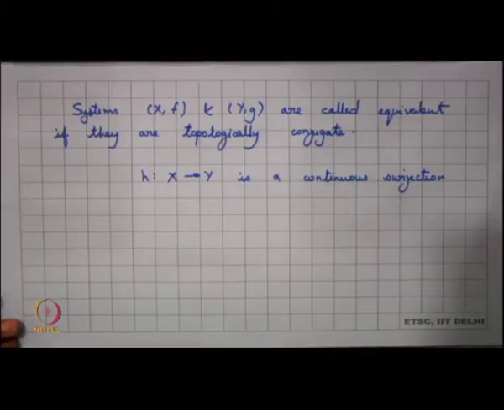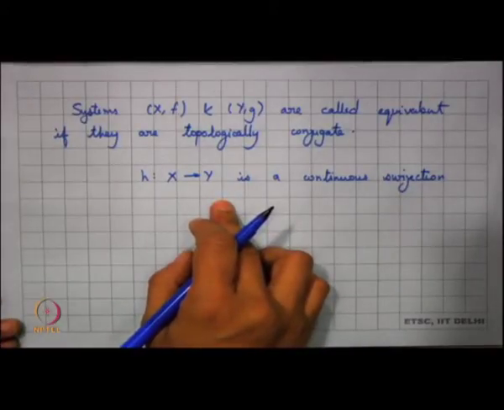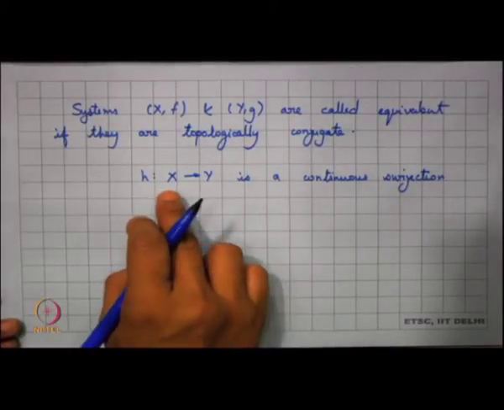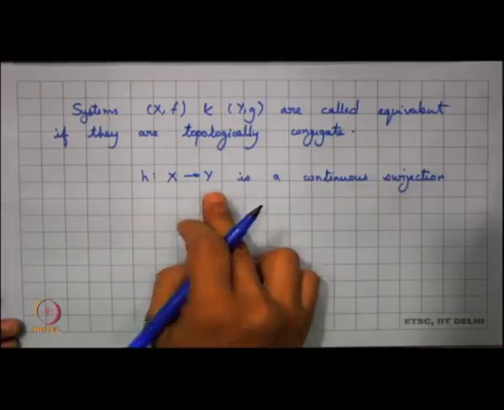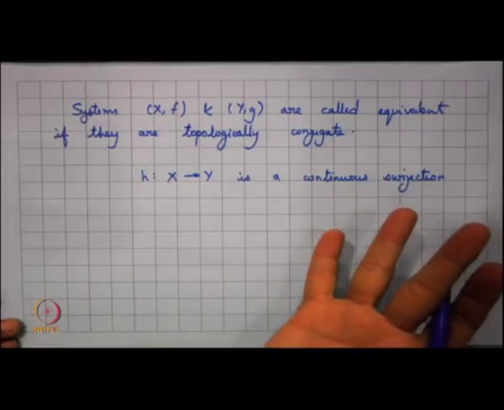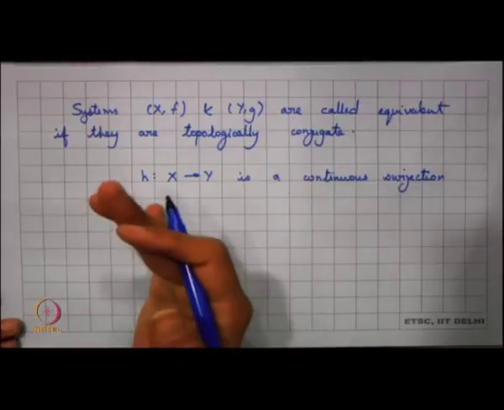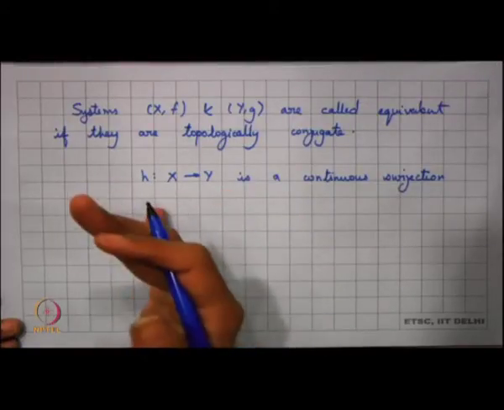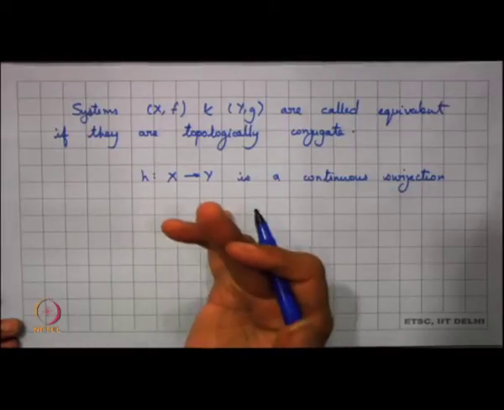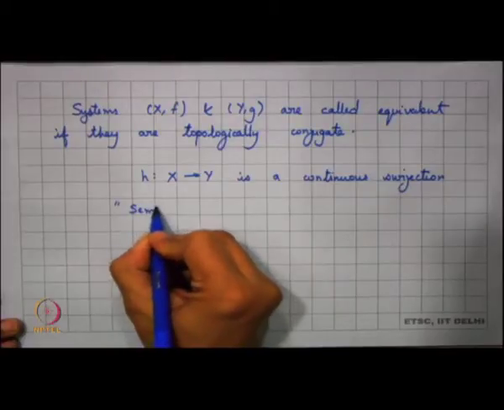So, if h from x to y is simply a continuous surjection, I do not get that these are homeomorphic, but I can say that periodic points here are mapped to periodic points here, though they may not have the same period. In case of conjugacy, it is the same period. Here it may not be the same period, but periodic points here are mapped to periodic points here. So ultimately we are carrying this property from x to y, and this is something which is called a semi-conjugacy.